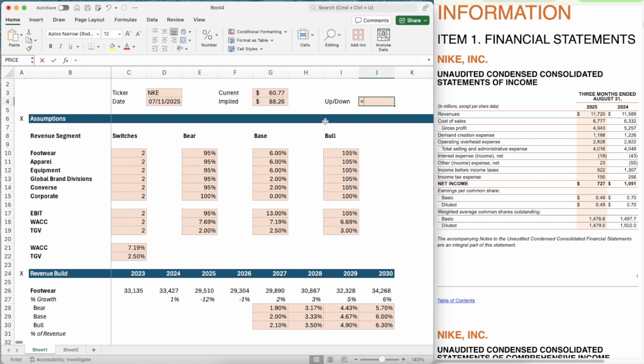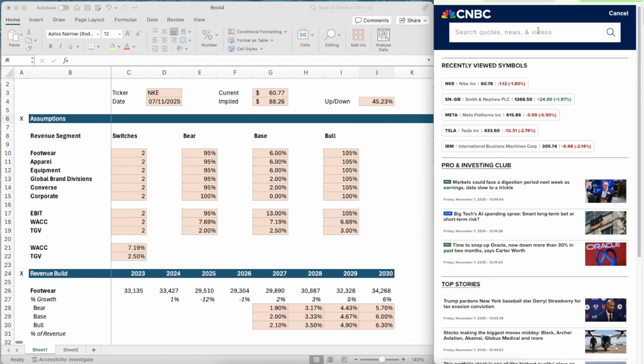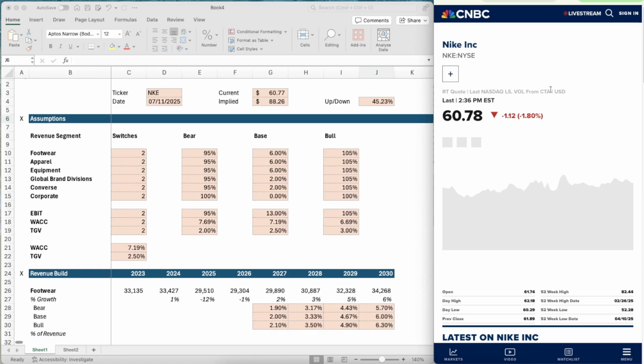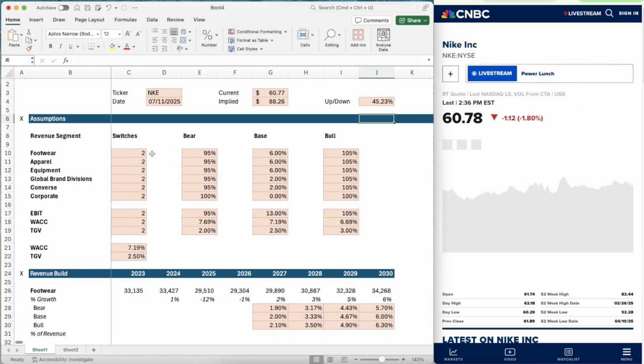And to calculate the upside or the downside, you take the implied divided by the current minus 1. So yeah, I mean, on the base case, there could be a 45% upside. If we come back to the share price on the graph, the chart, yeah, but let's just flick through some different scenarios.